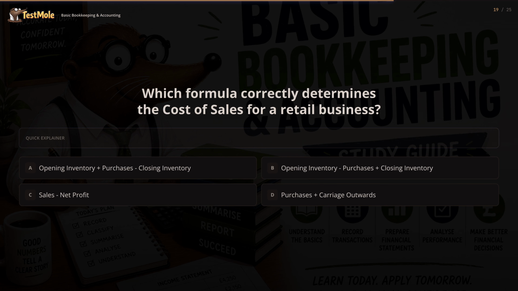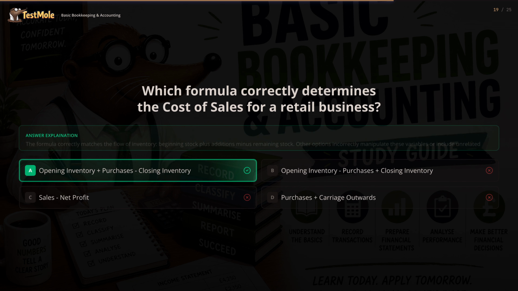Possible answers are: A. Opening inventory plus purchases, minus closing inventory. B. Opening inventory, purchases plus closing inventory. C. Sales, net profit. D. Purchases plus carriage outwards. The answer is A.